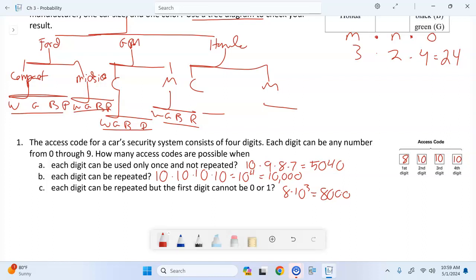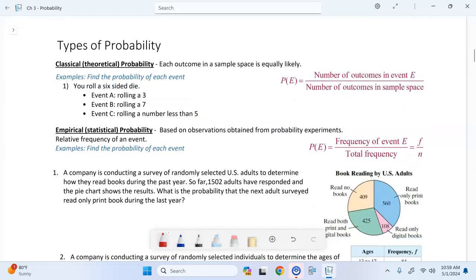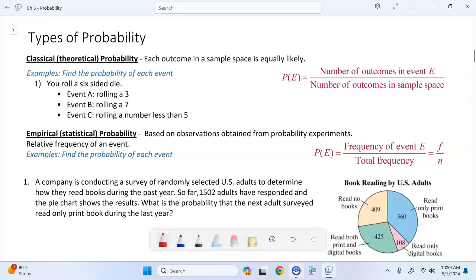So our fundamental counting principle helps us in determining the size of our sample space. And the size of our sample space is useful when we're looking at different types of probability, especially when we're looking at some compound events. So we have three main types of probability: classical, empirical, and I'm forgetting the last word, subjective.